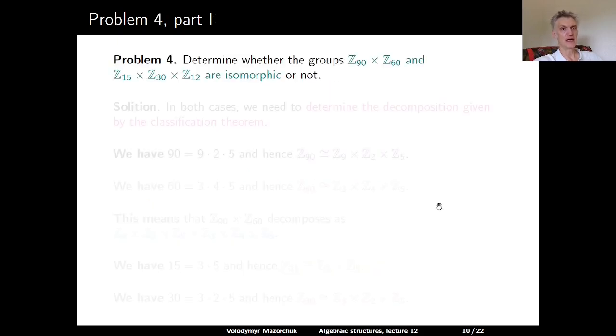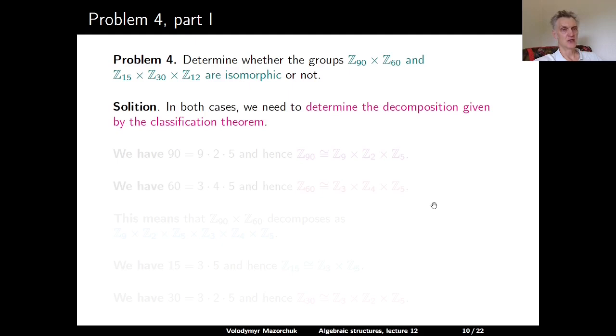Problem 4. Determine whether the group Z90 times Z60 and the group Z15 times Z30 times Z12 are isomorphic or not. Solution. In both cases, the easiest way is to reduce both groups to the decomposition given by the classification theorem of finite groups, and then compare those decompositions. For this, we need to decompose the corresponding indices into the products of powers of prime numbers.